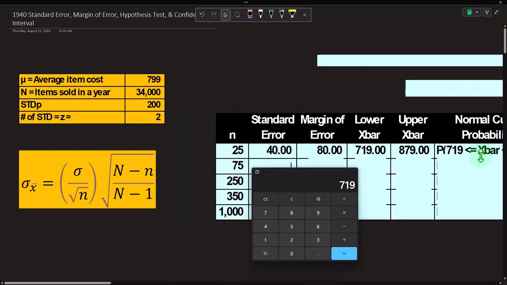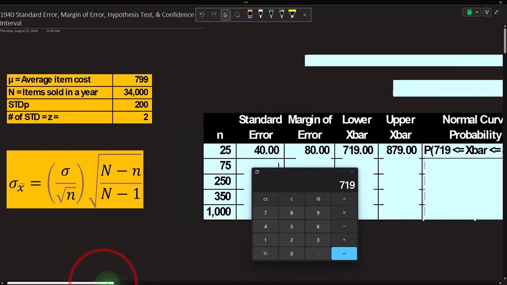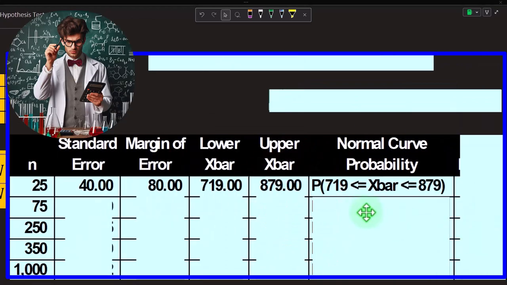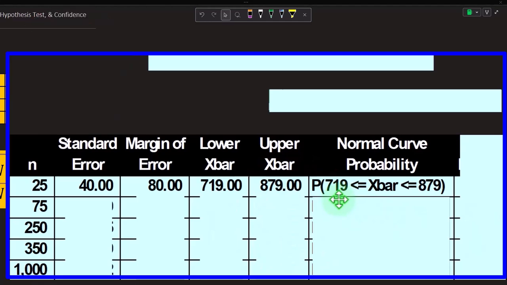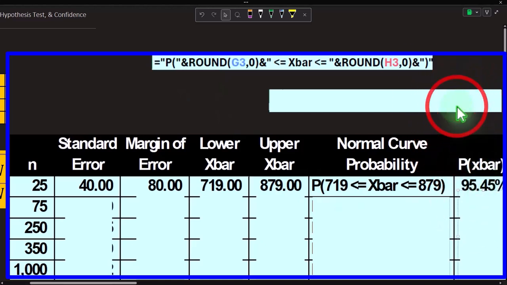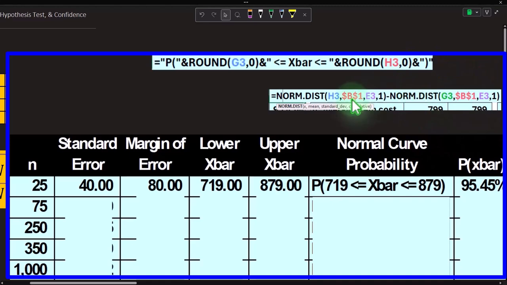Then if we did our calculation in terms of how much is going to be under the curve, we're looking at P of 719 less than or equal to X bar less than or equal to 879. If you want to see how to put that formula in, it's a text formula. It's somewhat complex, but we practice that in the Excel course or section if you want to take a look at that little tool. And then we can do our norm.dist.